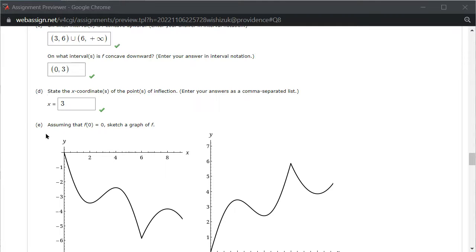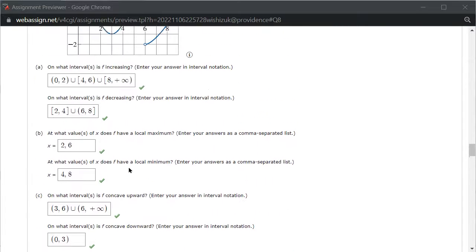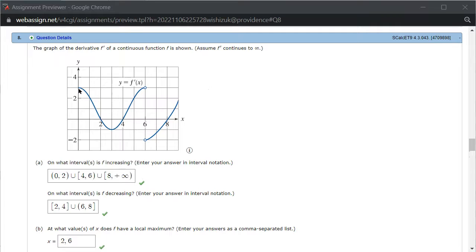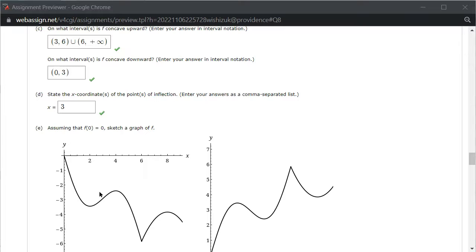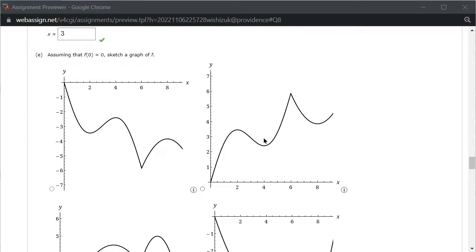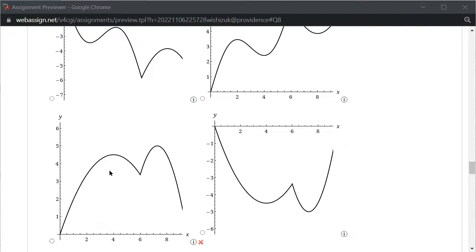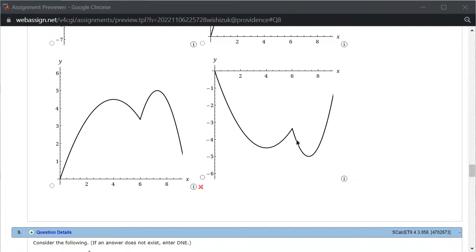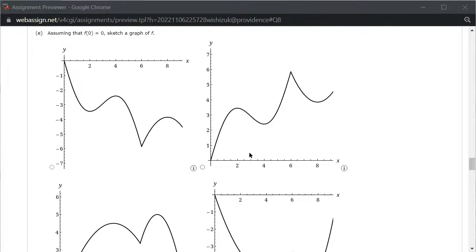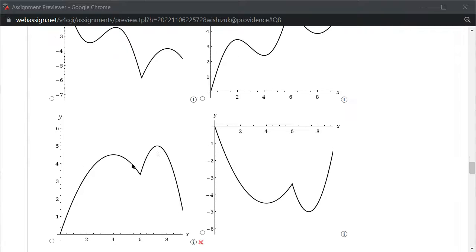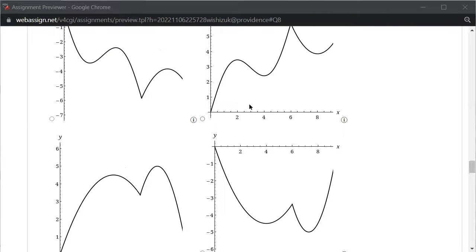Part E: assume that f of 0 is 0, sketch the graph of f. So starting from the origin, since initially the derivative is positive, it has to start out increasing. The first picture starts out decreasing, so we can eliminate that. The second picture is okay, and the third picture is okay, and the fourth picture starts out decreasing, so we can eliminate that. So it's going to be between the second picture and the third picture.